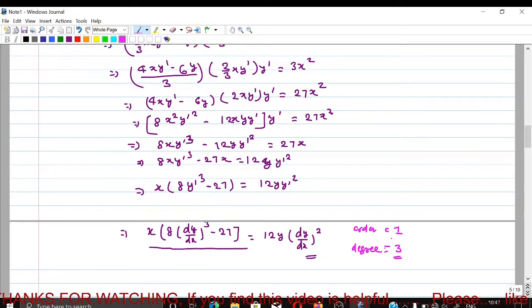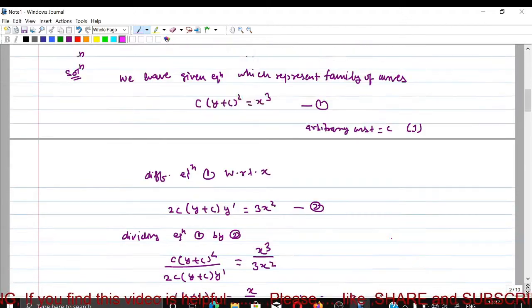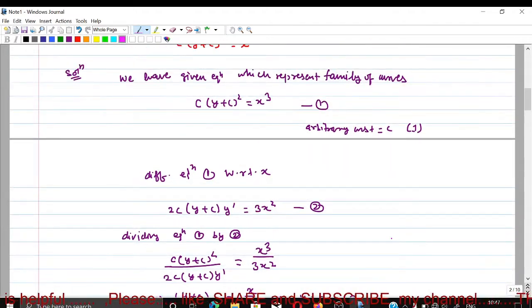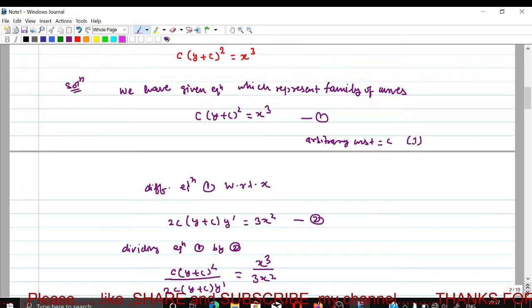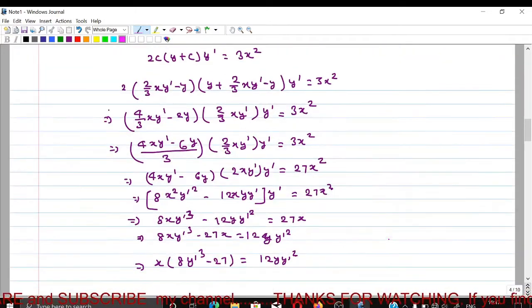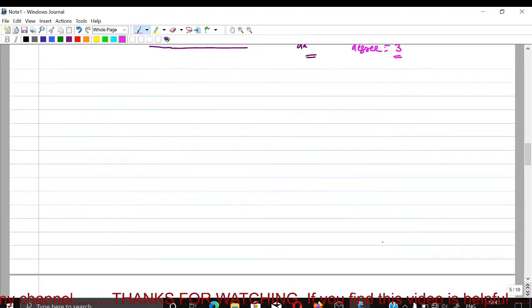So in this manner we have solved problem number 2, that is, find the differential equation of the family of curves represented by cy plus c square equal to x to the power 3. You don't need to do anything extra, just follow the steps stated above, and you are able to form the differential equation from the given problem.